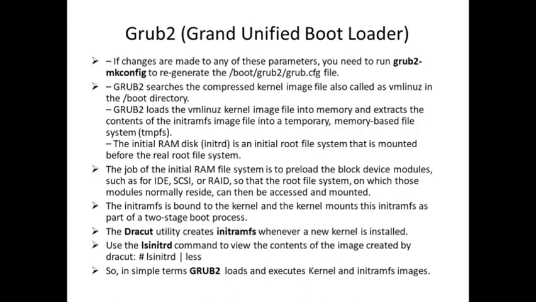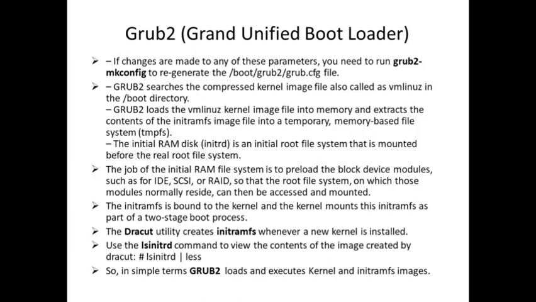The initial RAM disk, initrd, is an initial root file system that is mounted before the real root file system. The job of the initial RAM file system is to preload the block device modules such as IDE, SCSI or RAID, so that the root file system on which those modules normally reside can then be accessed and mounted.